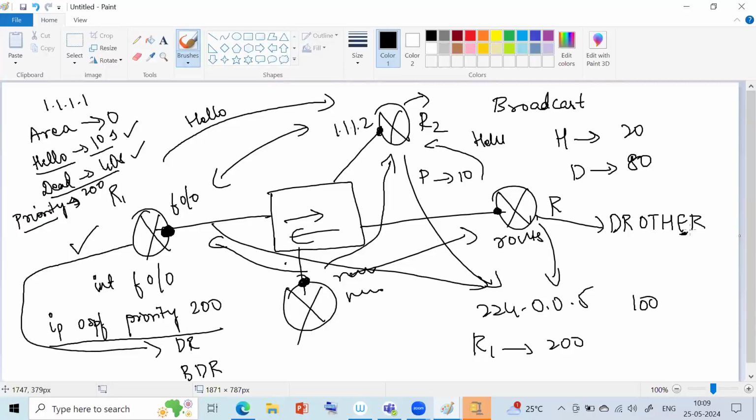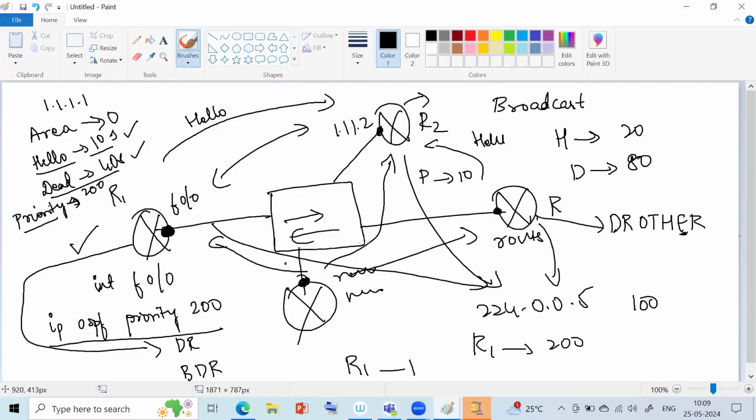Right? And one more thing I have to correct, the default priority is 1 and not 100. I told you 100, it is 1. Default priority. By default, any router will have a priority of 1.